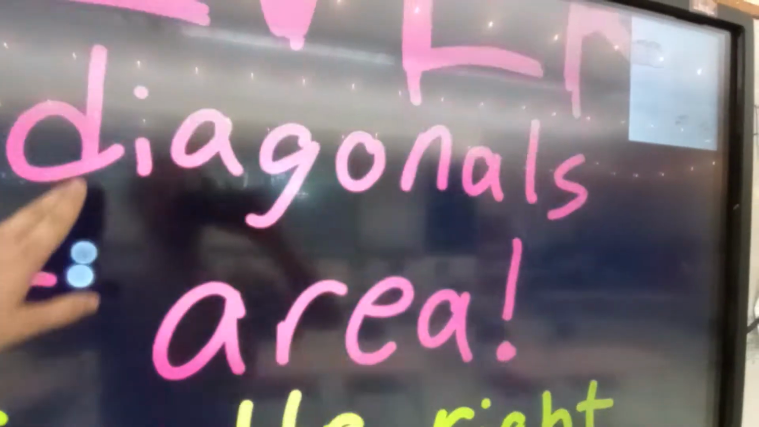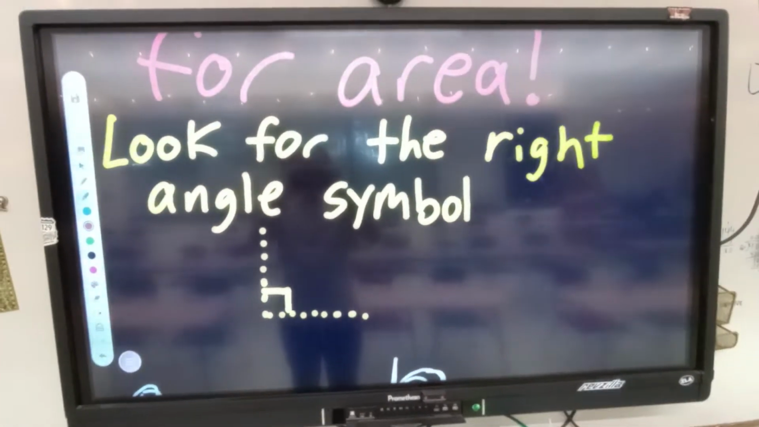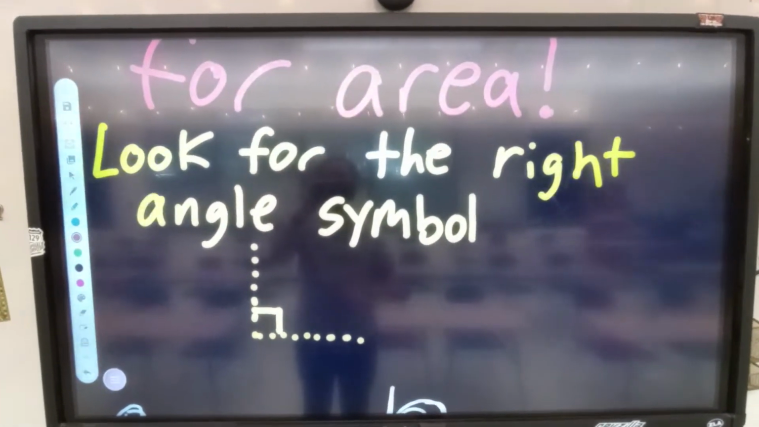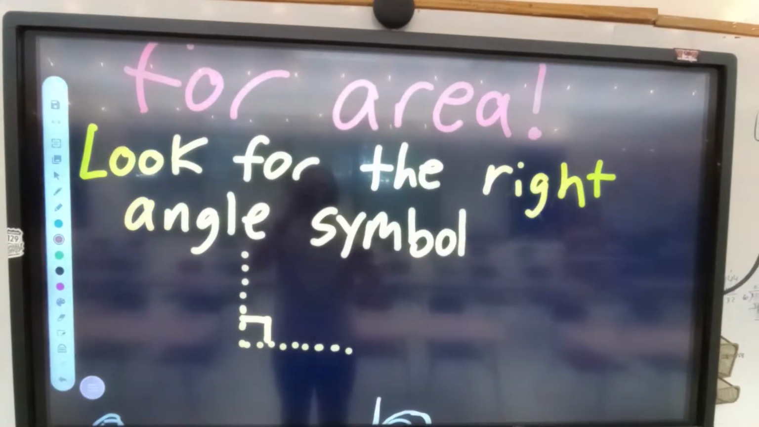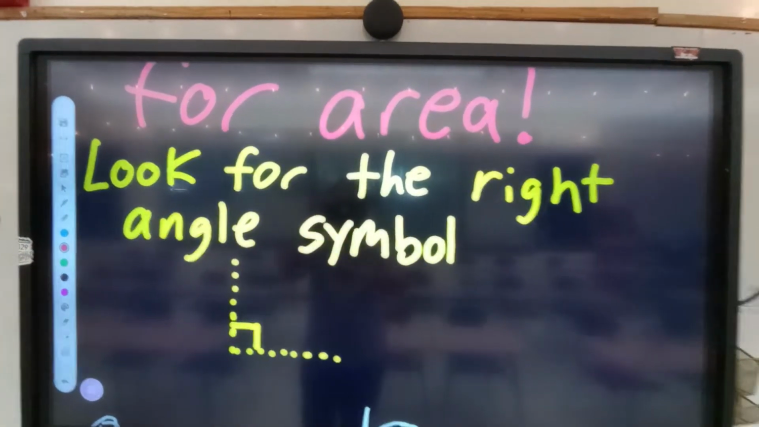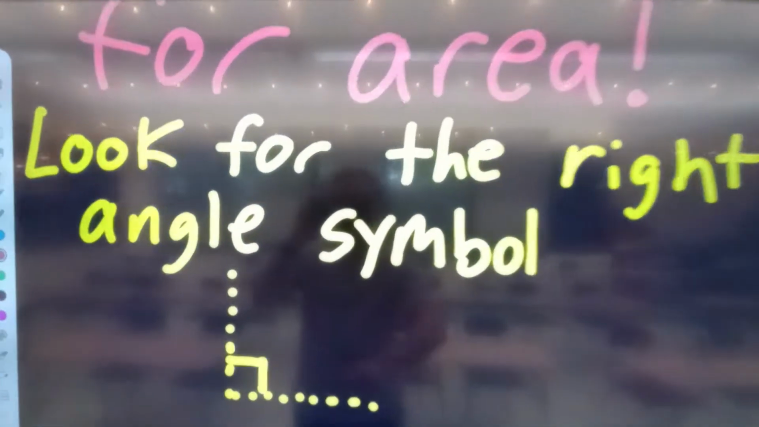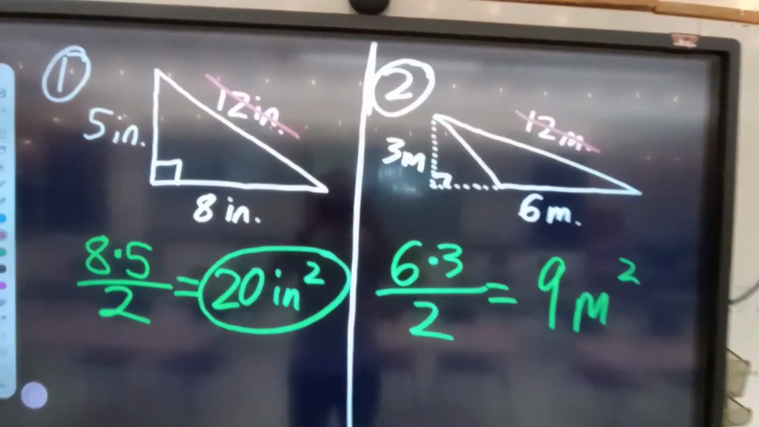Instead, what I want you to do when you are finding area is to look for the right angle symbol. That is going to be your hint for how to find the accurate base and height of almost all shapes. And then we're going to do 4 examples. We did 4 together in class, so we're going to do 4 now. The first 2 would be a right triangle and an obtuse triangle.